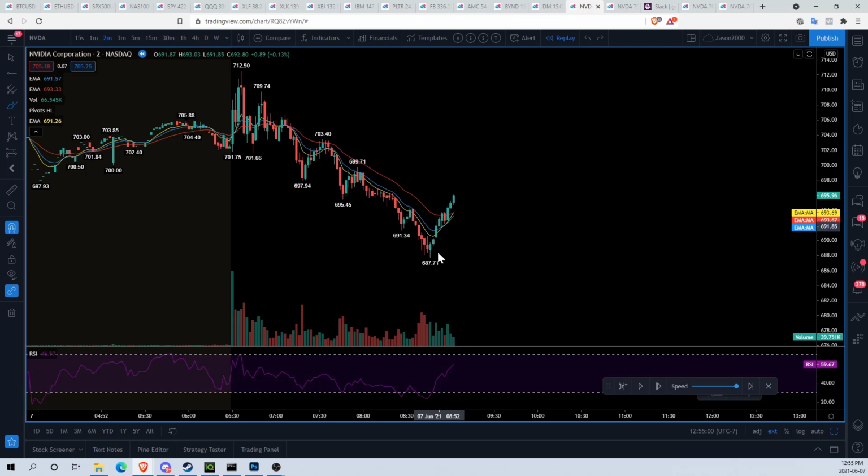And yes, we're going to be scaling into this. We're going to do a starter. That's what Dan talked about. We'll do 1 entry here. If we go a little bit lower, we're still oversold.